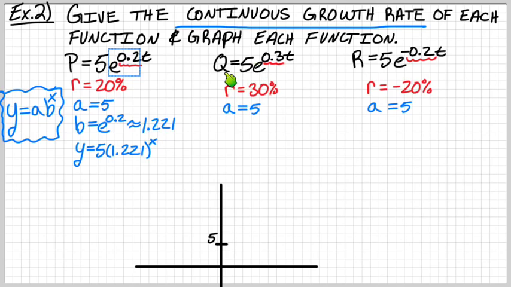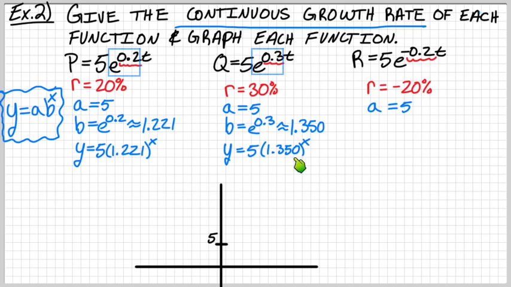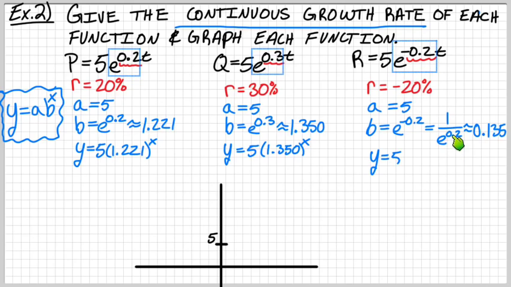Okay, and then for Q here, so its b value, if we think about e to the 0.3 here, I get 1.350 if I round to 3 decimal places. So another exponential function. Notice b value is a little bit bigger for this one, which should make sense. And then R, so if I zoom in on e to the negative 0.2, that's really just 1 over e to the positive 0.2. So my b value is 0.135. So this is definitely exponential decay.